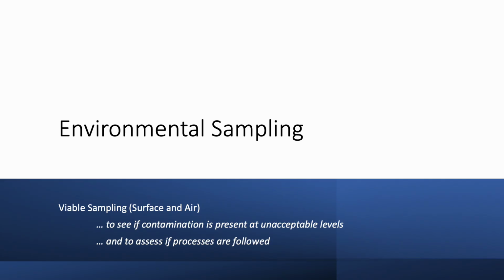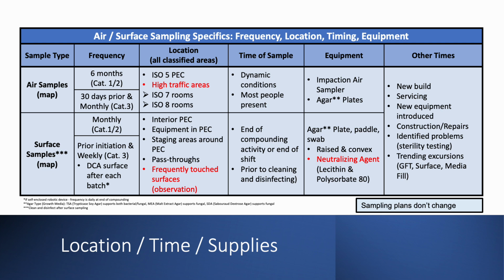Environmental sampling is done to see if contamination is present at unacceptable levels, and also to assess if our processes are being followed and adequate to keep our compounding environment safe for sterile compounding. Environmental sampling takes place by sampling air and surfaces. This slide outlines the proper air and surface sampling specifics, talking about frequency, location, timing, and equipment used.